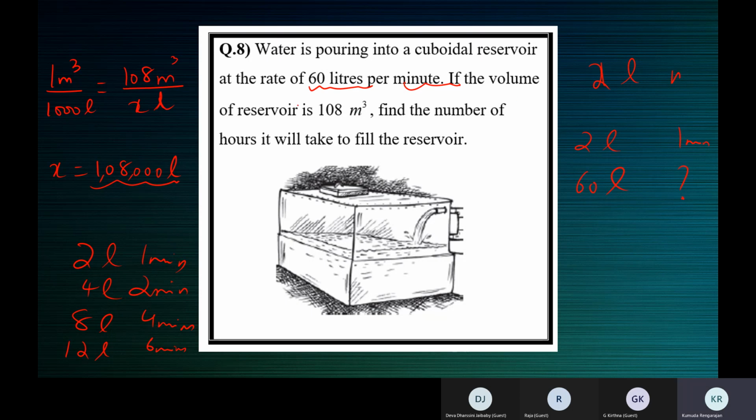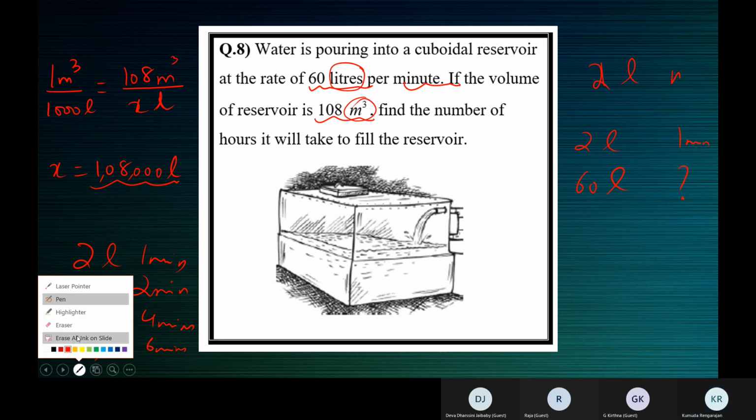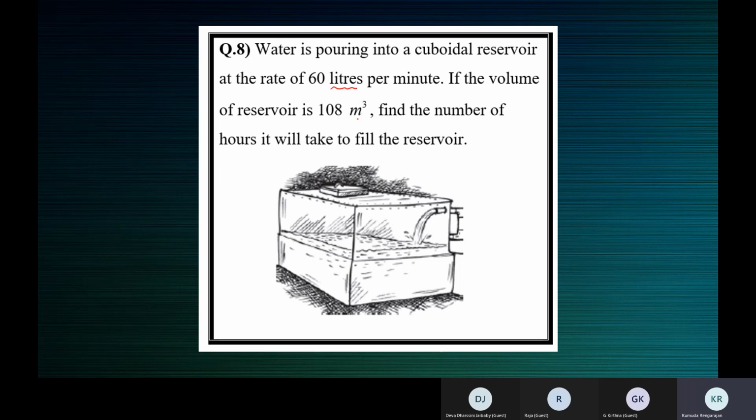First convert 108 meter cube to liters, because one volume is in liters, the other is in meter cube. So have both in meter cube or both in liters. Liter is also a unit for volume, and meter cube is also a unit for volume. Liter cannot represent length. Have both in the same unit. So we convert 108 meter cube to liters and we get 1,08,000 liters.